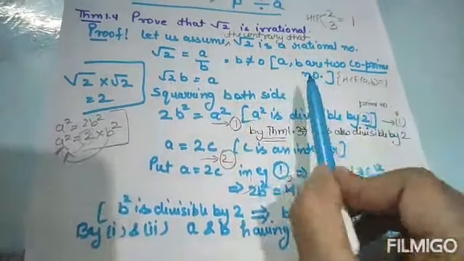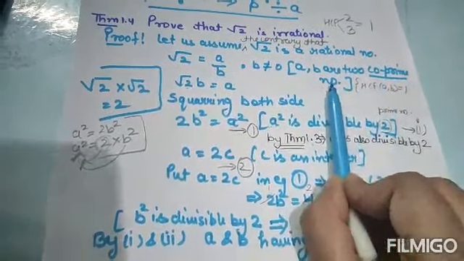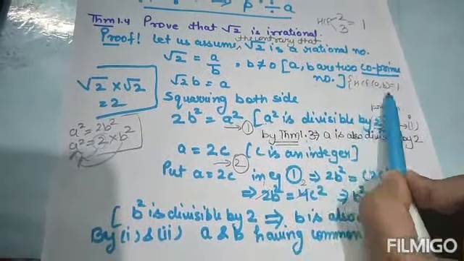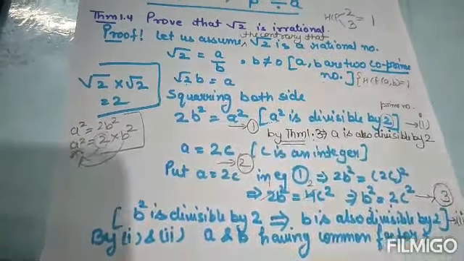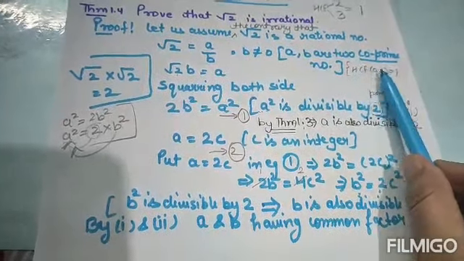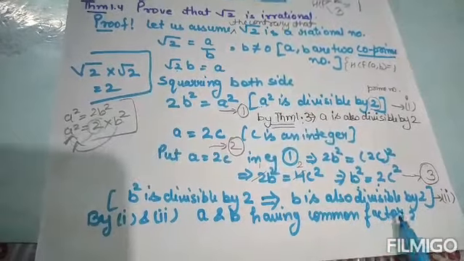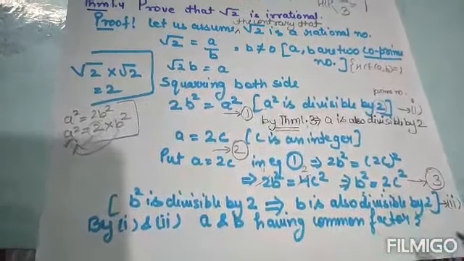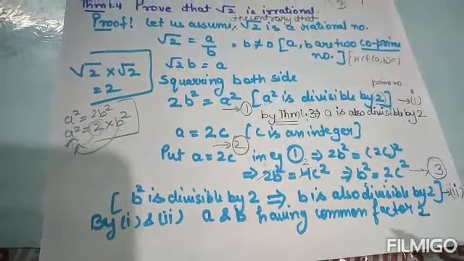But as you can see, we have already assumed that A and B are co-prime numbers. Co-prime means their highest common factor is only 1, so where did 2 come from? 2 cannot be possible because their highest common factor is 1, but we are getting that A and B have common factor 2. And from here our statement is proved wrong, our assumption has contradicted.